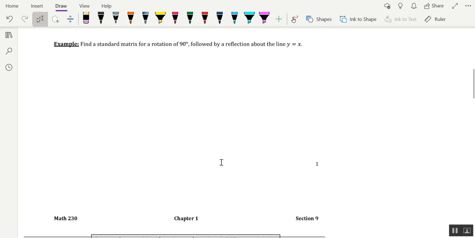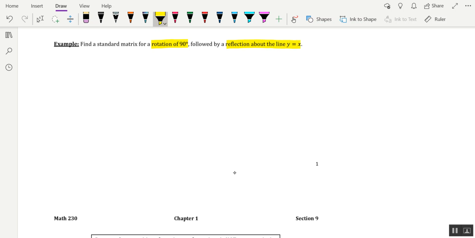This is Mr. C here, and in this video we're going to do this problem where we are essentially forming the composition of two matrix transformations and looking for the standard matrix that would represent the resulting product of each individual standard matrix. So here in our example it says find the standard matrix for a rotation of 90 degrees. Okay, so that's a standard matrix that we'll have to think about, followed by a reflection about the line y equals x.